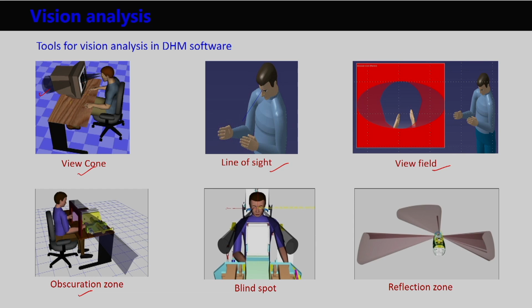There is also a tool for vision analysis which is related to blind spot, which areas are the blind spot zone for the driver or for the pilot or for any other workstation operator, and accordingly we will try not to put any of the control or display within the blind spot zone. In many of the software there is also a reflection zone. This is very much helpful for mirror view. So, while drivers are using different types of mirror, side view mirror or inside mirror, how much area is visible to the driver can be evaluated using reflection zone.